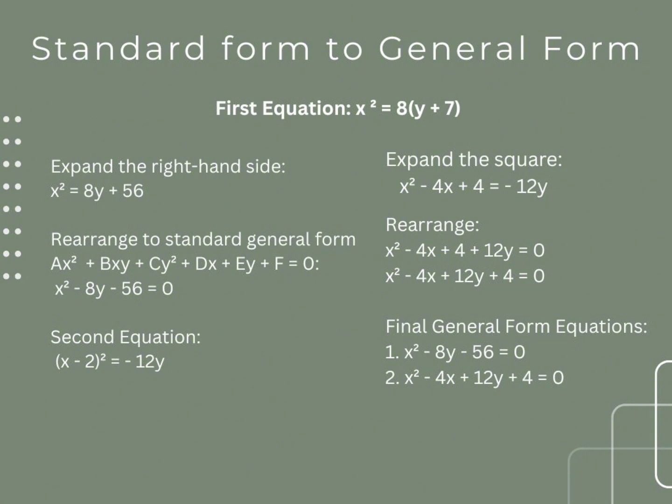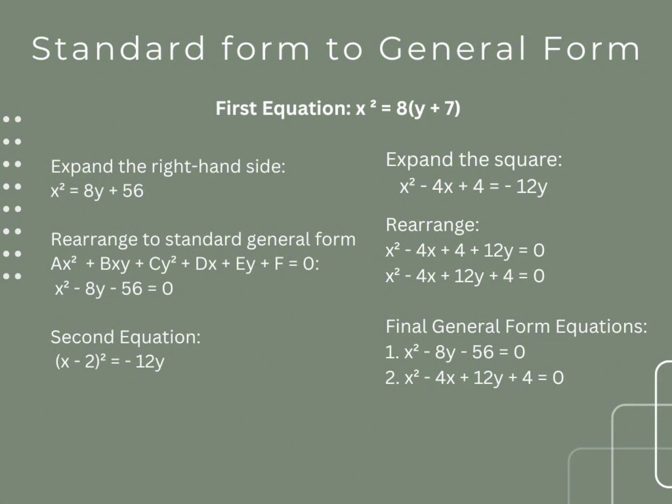Now, expand the right-hand side. Now we get x squared equals 8y plus 56. Rearrange to the general form, ax squared plus bxy plus cy squared plus dx plus ey plus f equals 0, and we get x squared minus 8y minus 56 equals 0.